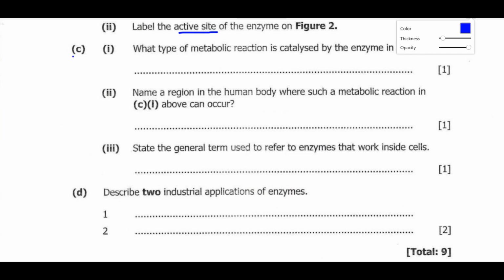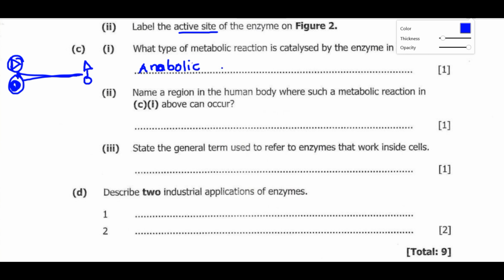So we can move on now to question C1. What type of metabolic reaction is catalyzed by the enzyme in the figure? If you look at stage 1, the 2 substrates are individual, but if you look at stage 3, the 2 substrates have combined. So we are looking at a reaction in which you have 2 or more monomers that combine to give you 1. This is what we call anabolic. Remember, anabolic has to do with building up.